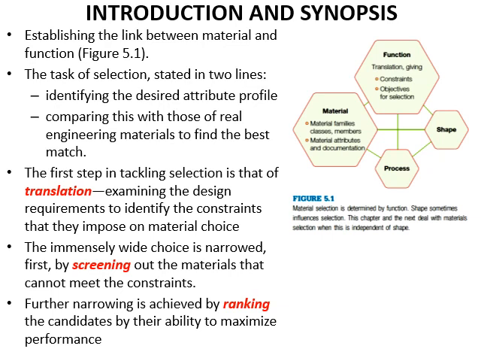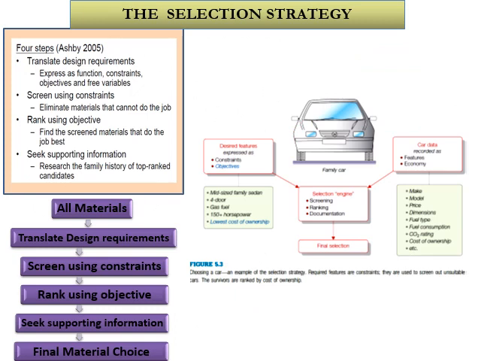Now you need to list out all the related material properties and compare them side by side, ranking their ability to maximize performance. Here is the selection strategy by Ashby in 2005. There are 4 steps that you must grasp for material selection. Once you have done the selection of material, then you can proceed with process selection that we will cover in a later chapter.